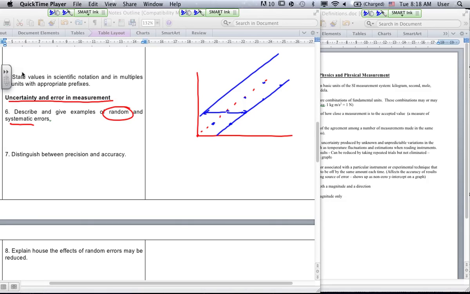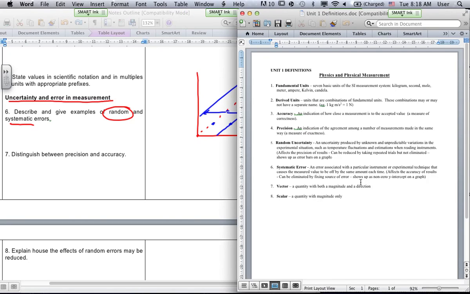That is an idea of a systematic error. It's defined here when we're talking about systematic error. It says an error associated with a particular instrument or experimental technique that causes the measured value to be off by the same amount each time. So that's a systematic error.